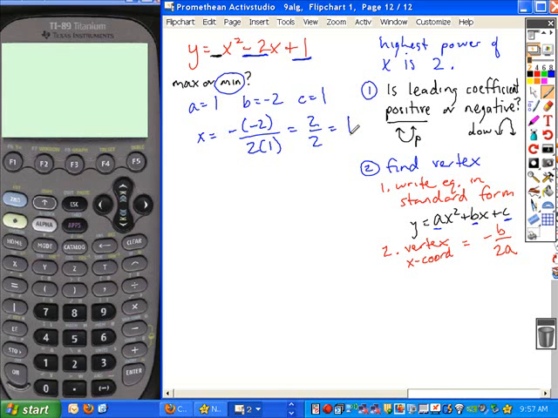So you're looking at a minimum point at the location of 1, and how do we know what y coordinate will correspond with this? Once you find the vertex x coordinate, what can you do to find its y coordinate?